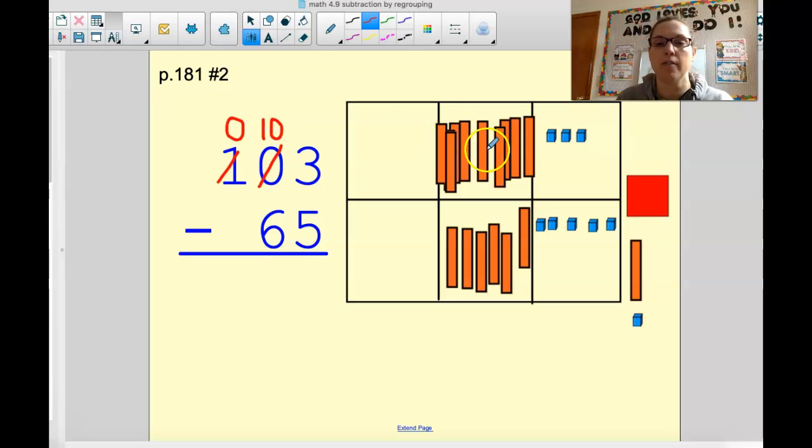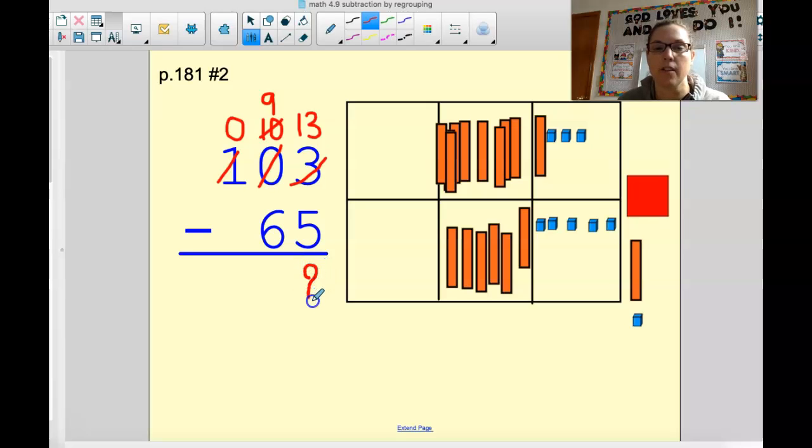Now we can take one of these tens and bring it into the ones place. So we cross out our 10, make it a 9. So we're taking it away and bringing it into the ones place. So instead of 3, now we have a 10 and 3 ones, which is the same as 13. Now you have more on the top, and now you can subtract. So think 13, take away 5, write it.